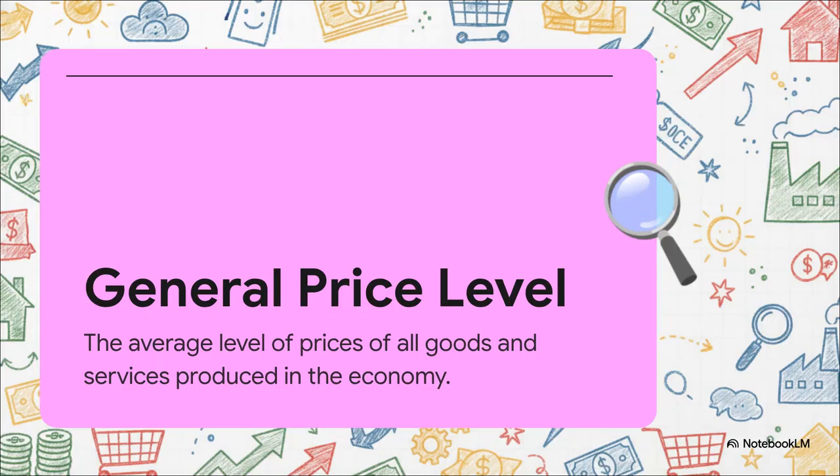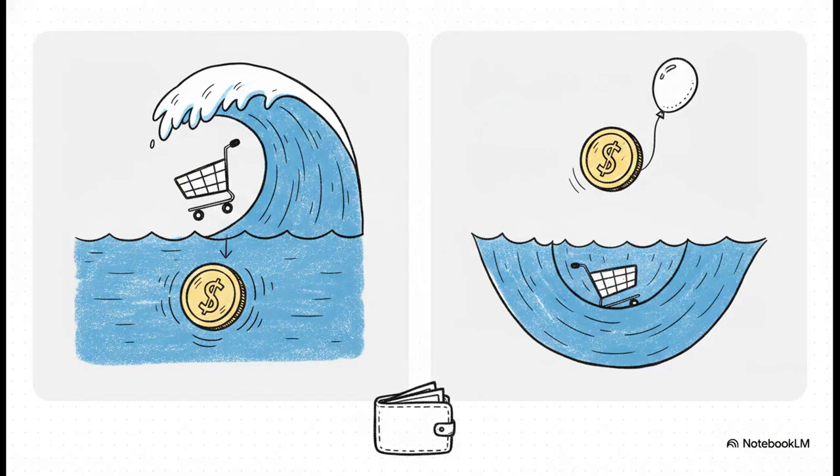Okay, let's zoom all the way out to the macro level now. Instead of just one commodity, we need to look at the general price level. This is the grand, overarching average of prices for absolutely all goods and services produced in the entire economy, the whole shebang. And this sets up a pretty high-stakes reality.